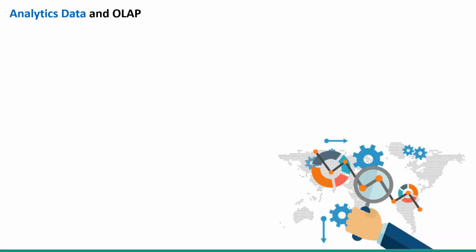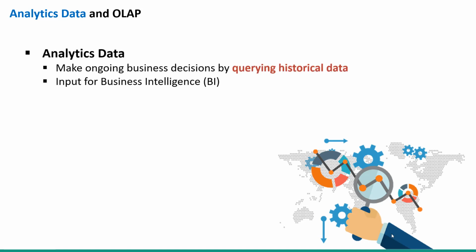The second type of category is about analytics data. As part of the digitization wave, more and more companies rely on analytics data to make ongoing business decisions by querying historical data and looking for trends over time. It is considered to be the input for business intelligence, BI.